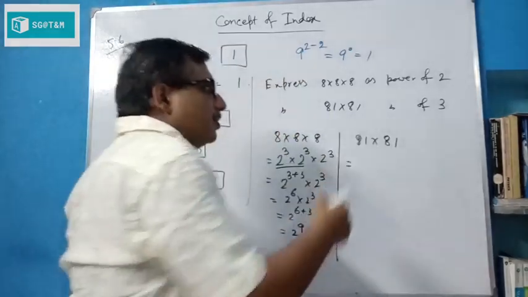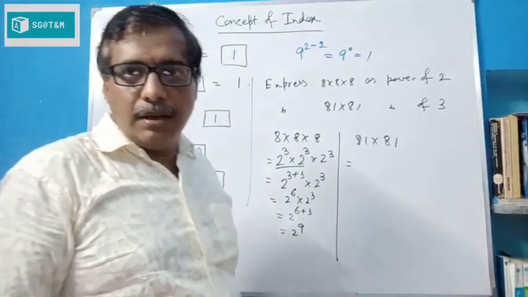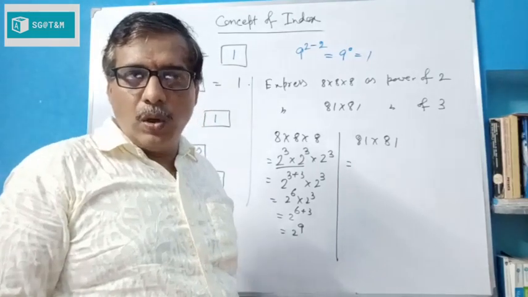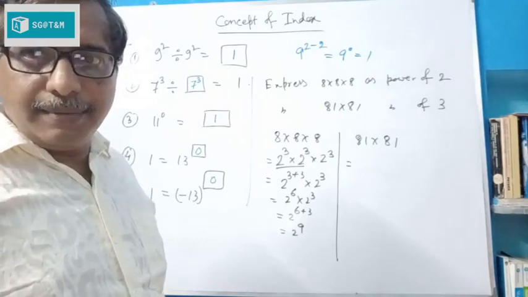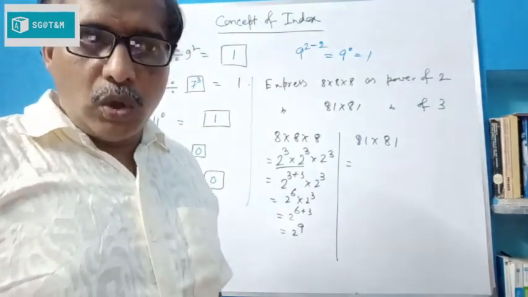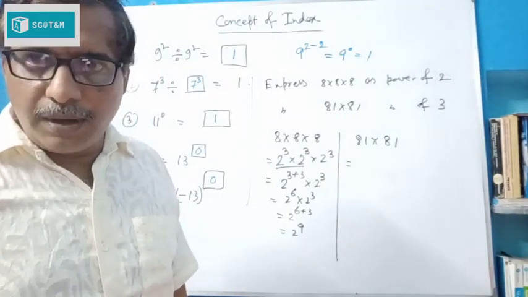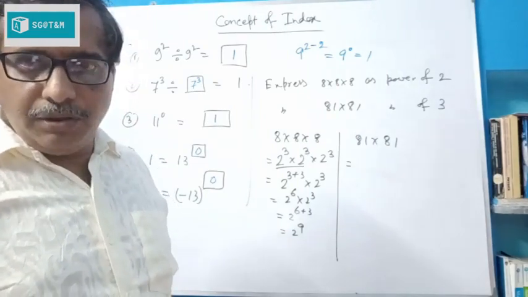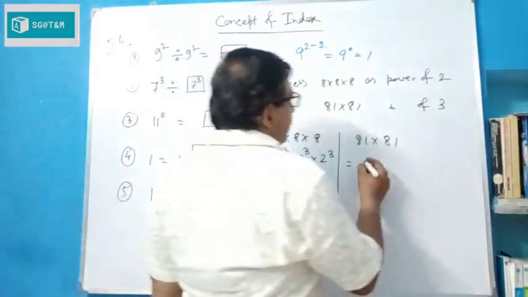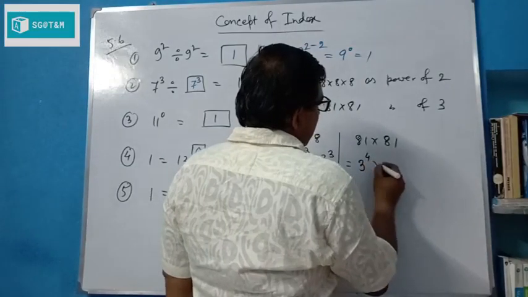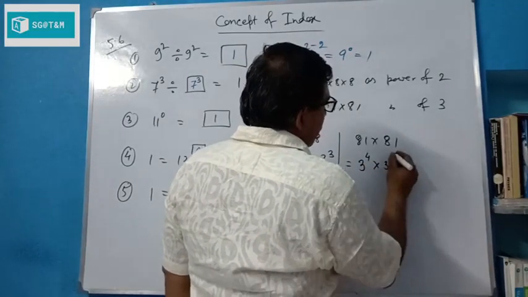81 in powers of 3. We have already known 81 means 3 to the power 4. 3 3s are 9, 9 into 3, 27, 27 into 3, 81. So 3 to the power 4 is 81. Clear? So this is 3 to the power 4 and this is also 3 to the power 4.